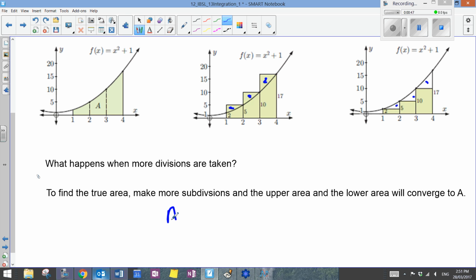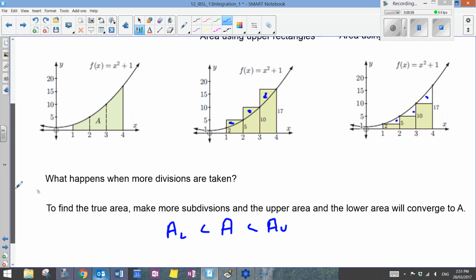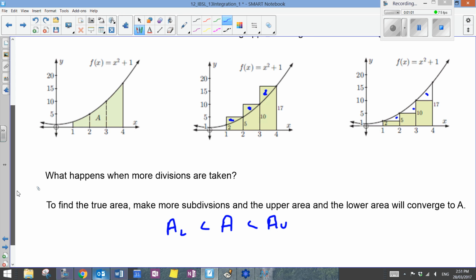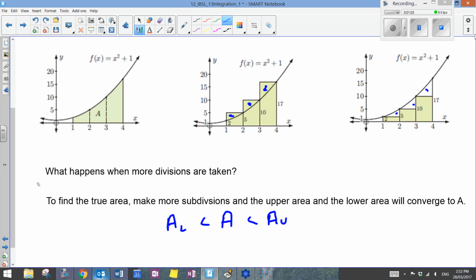So we discussed how the area of the lower sums is less than the actual area, but that's sandwiched between the area of the upper sums. So we can use this to approximate. It's not going to be the most effective method, but it is a really good method to understand the basics of where this area is coming from.